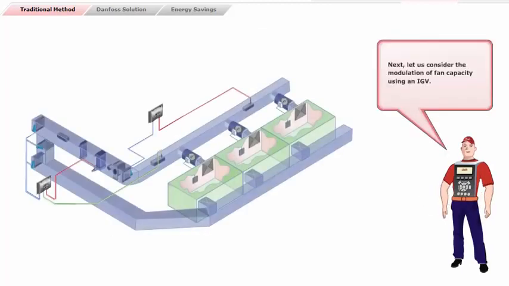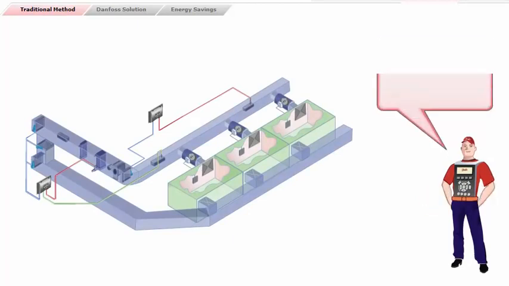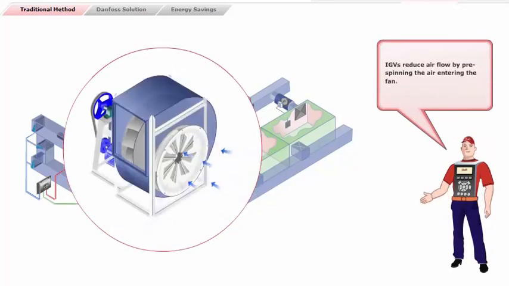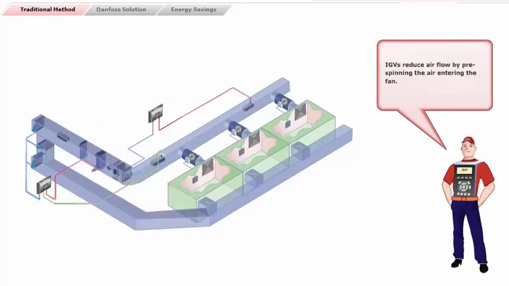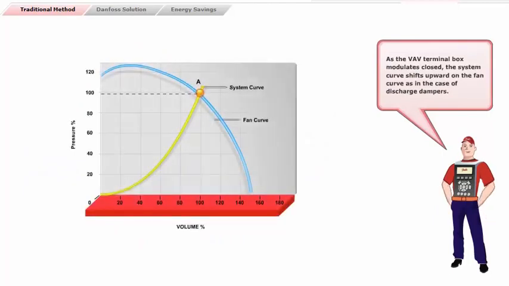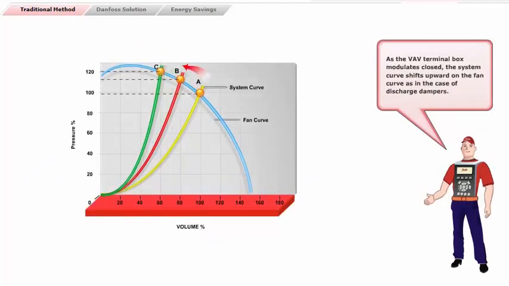Next, let us consider the modulation of fan capacity using an IGV. IGVs reduce airflow by pre-spinning the air entering the fan. As the VAV terminal box modulates closed, the system curve shifts upward on the fan curve, as in the case of discharge dampers.